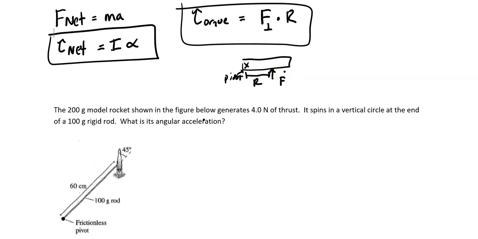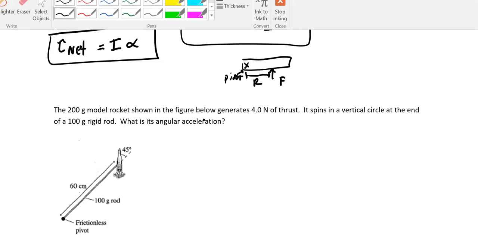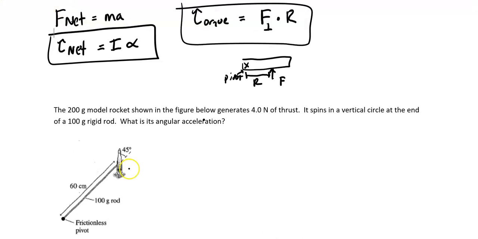Okay, so let's go ahead and solve the problem together. Let's do the problem below. I would encourage you to try this problem yourself and then check back into the video. So we have a 200-gram model rocket, and it generates 4 newtons of thrust. Here's our rocket. We have 4 newtons of thrust. It spins in a vertical circle at the end of a 100-gram rod. What is its angular acceleration?